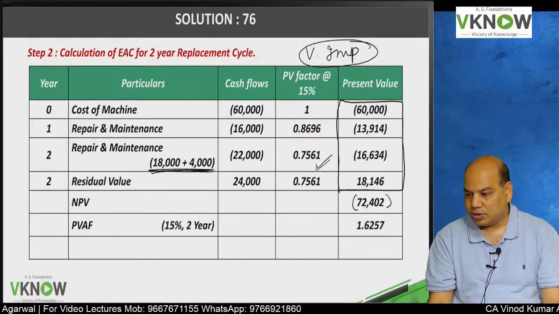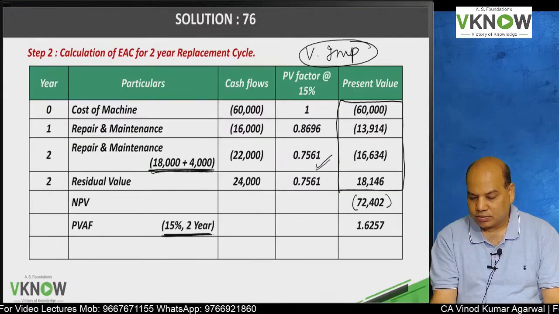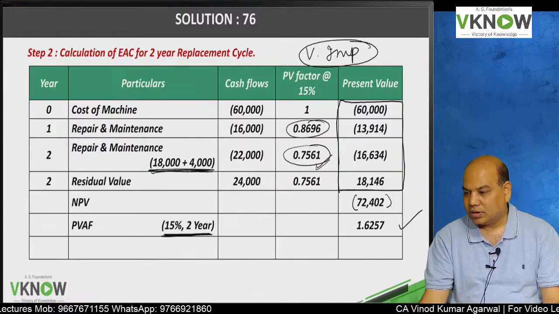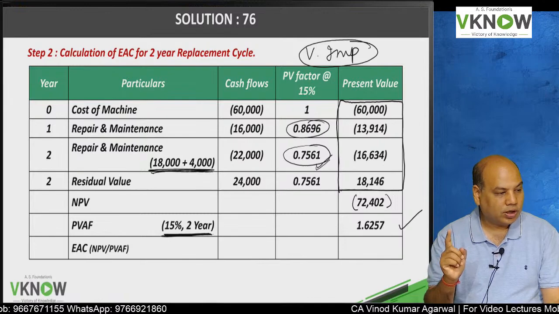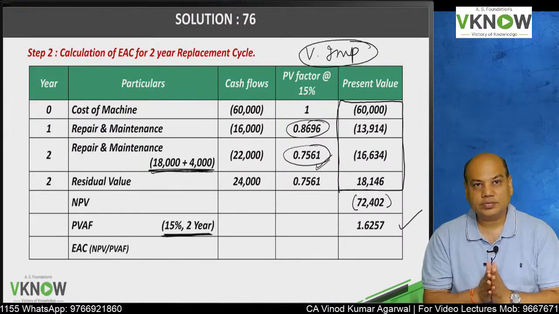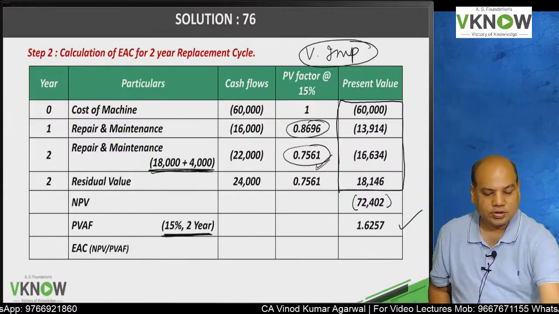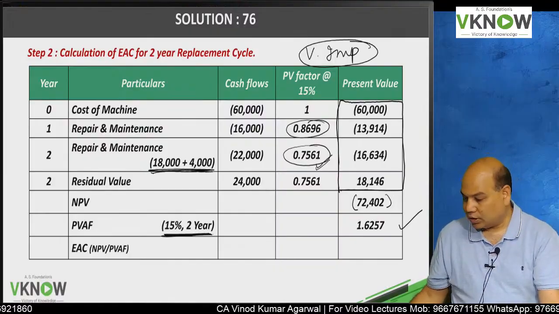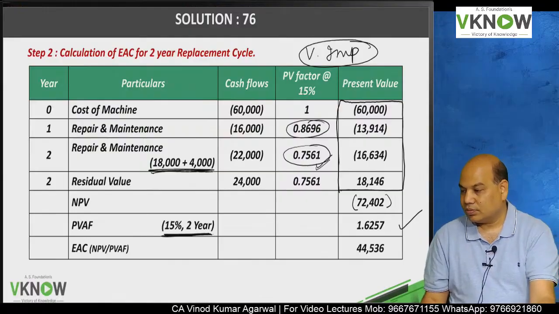72,402. PV annuity factor for 2 years. Add these 2 factors, year 1 factor plus year 2 factor. Please add: 1.6257. Now again I will wait for your answer. EAC. Only then I will go ahead. This will tell me yes, you are also following the instruction. One student has replied 44,536. Very good.